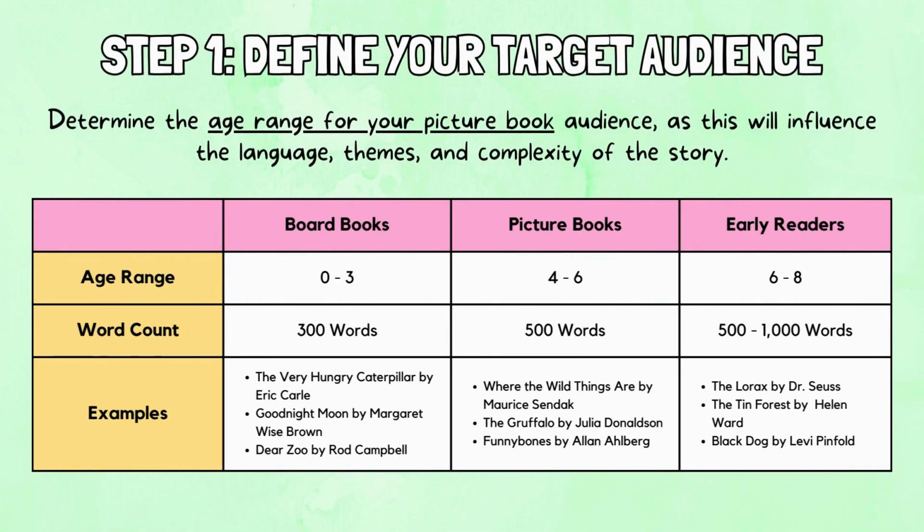Determine the age range for your picture book audience, as this will influence the language, themes, and complexity of the story. It will also influence the type of book you create. For example, for younger readers aged under 3 years old, board books are the best, while for older readers such as 6 to 8-year-olds, early reader books are more suitable. See the table on screen for some examples of popular picture books by age group and book type.